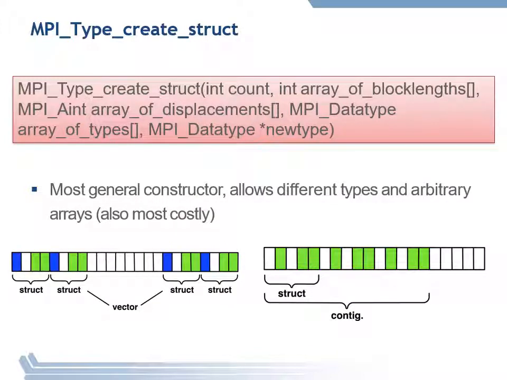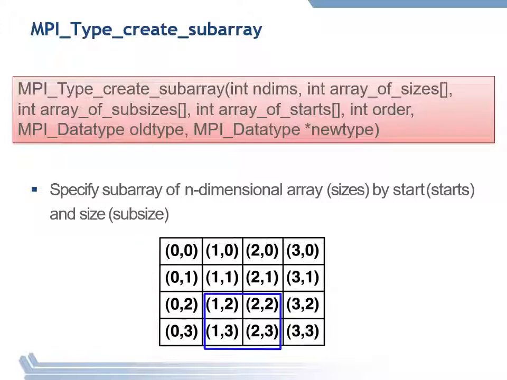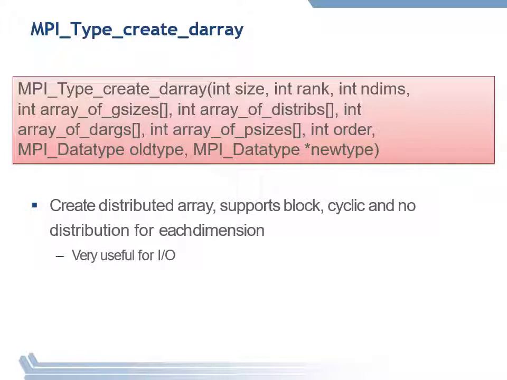MPI_Type_create_struct. It is the most general constructor, which allows different types and arbitrary arrays. Also, it is expensive. MPI_Type_create_subarray. It specifies a subarray of an n-dimensional array by sizes, starts, and subsizes. MPI_Type_create_darray. It creates a distributed array that supports block, cyclic, and none distribution for each dimension. Also, it is very useful for input and output.